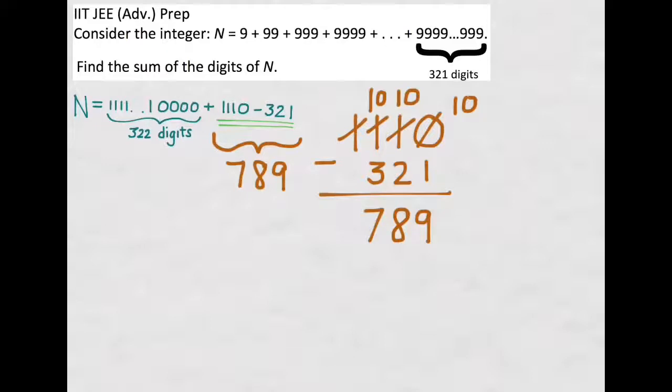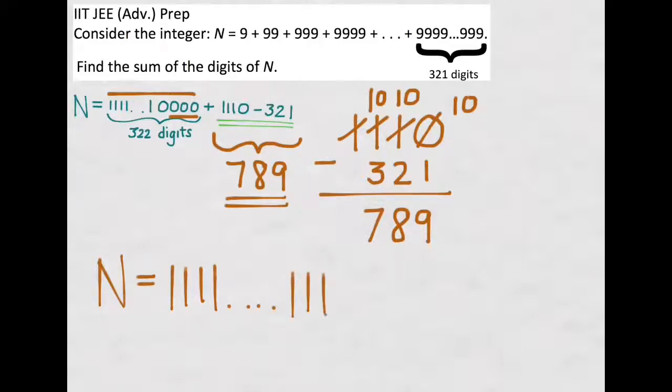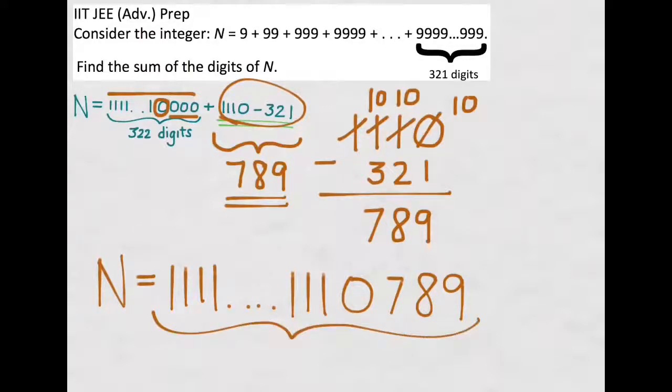And adding this with this large number simply means changing the last 3 digits, so the last 3 zeros, to being 789. So n ends up being 11111 and so on, a constant row of ones. And then we have a 0, so this 0 right over here. And then the last 3 zeros became 789, as we had to add this difference. And the total number of digits in n equals 322.